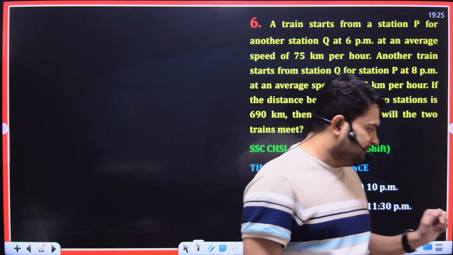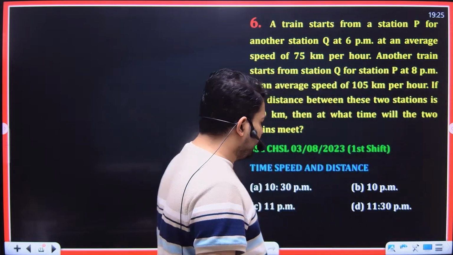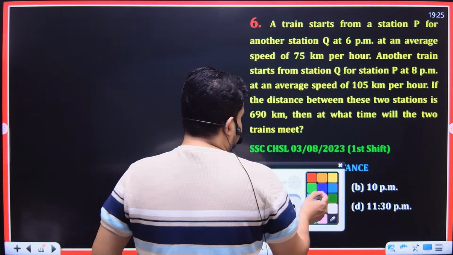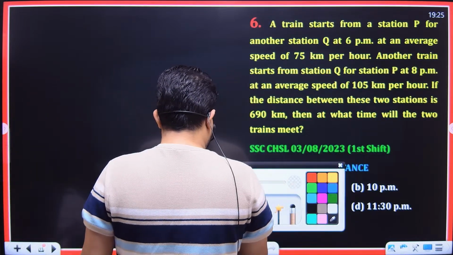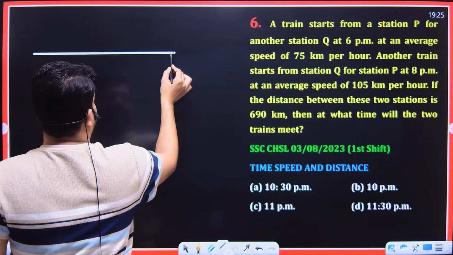So we have to tell the meeting time of these two trains. We will calculate it. First of all, I will tell you the concept behind this.